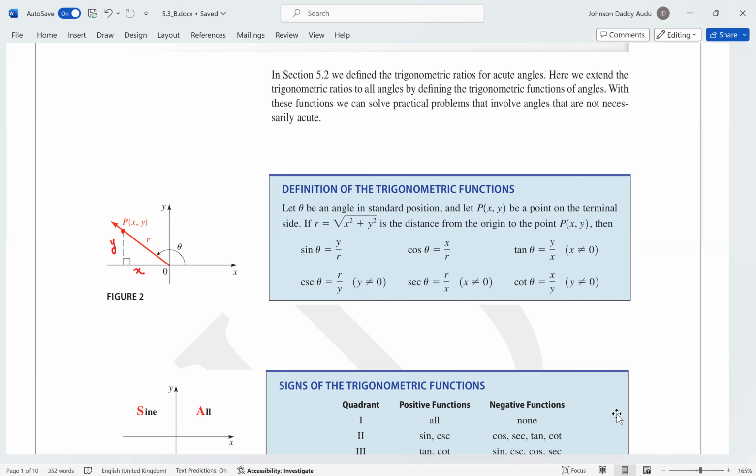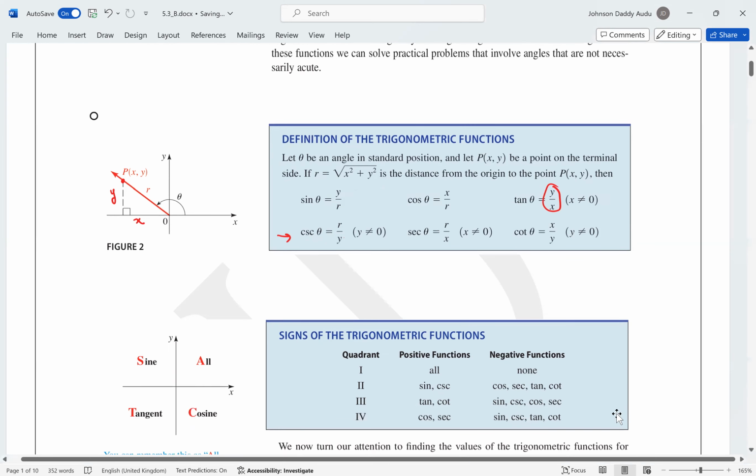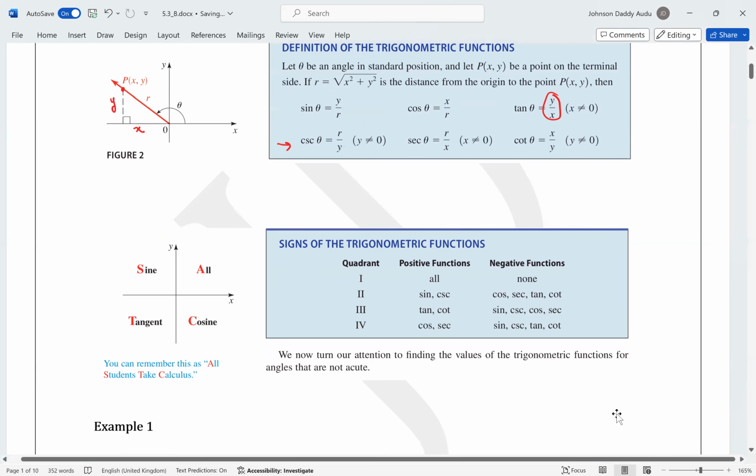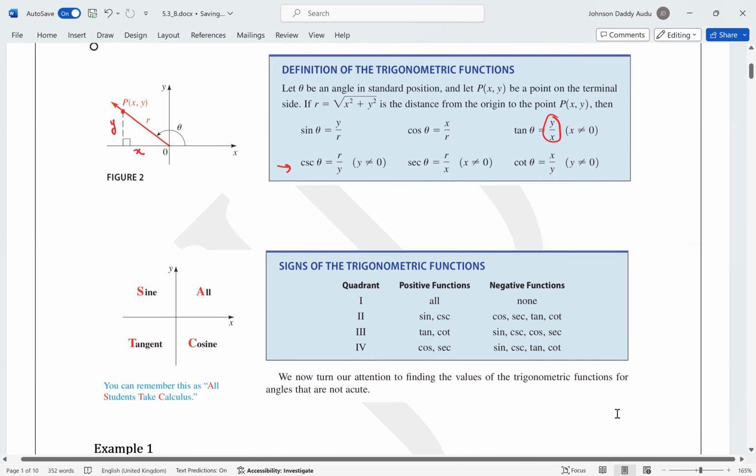And also, cosec is going to be the reciprocal, which is r over y. And here we have cosine theta, which is x over r. So sec will be r over x. And tan theta is opposite over adjacent, which is y over x. And the reciprocal, cotan, will be x over y.